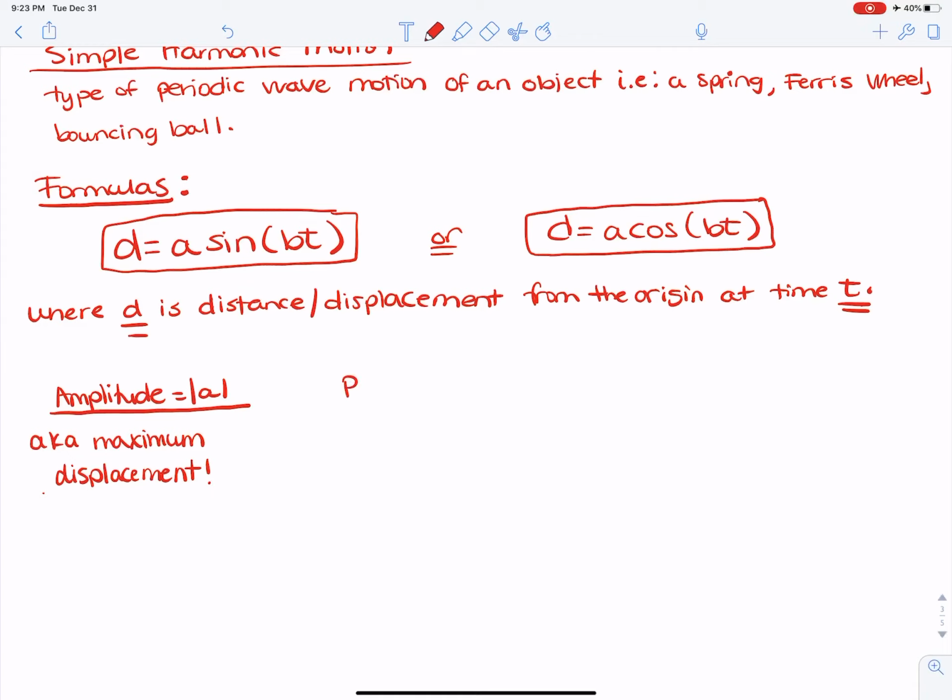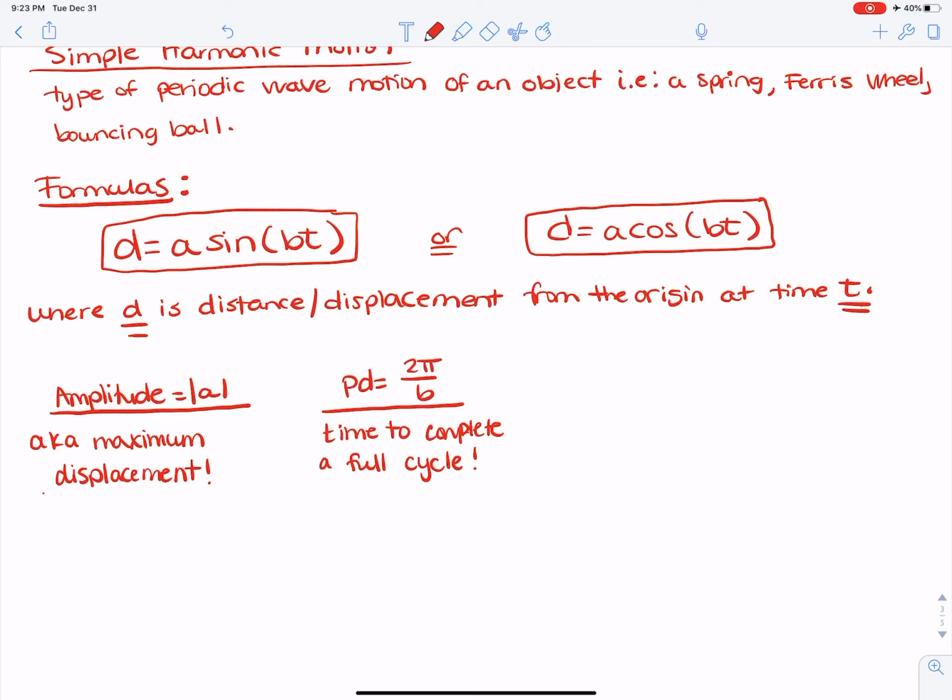Next is the period. The period is 2 pi over B. And your period is the time to complete a full cycle.